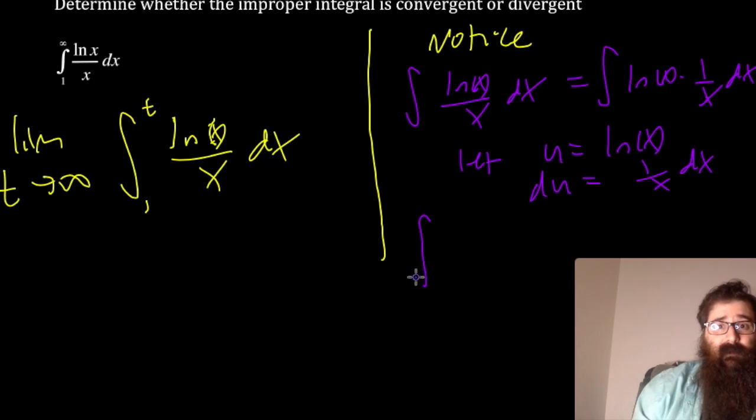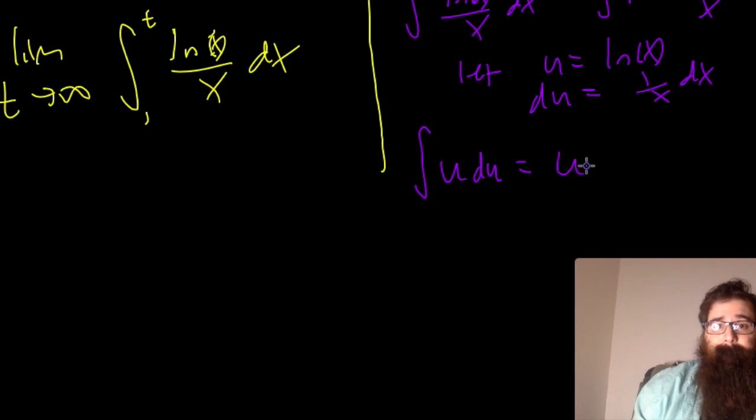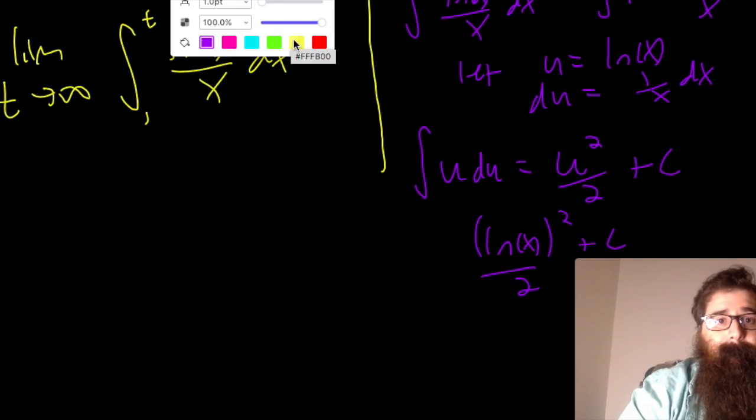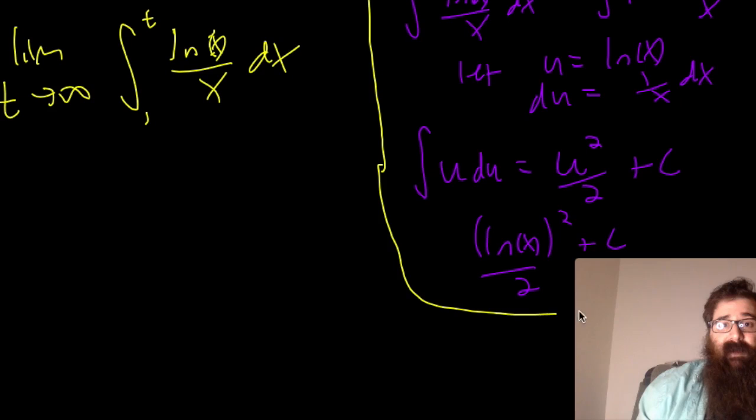This gives me the integral of u du, which I can just integrate as a power function to get u squared over 2 plus some constant c, and then I can back substitute. We said u is ln of x, so we'd say ln of x quantity squared over 2 plus c. And that's just the work to integrate. I wanted to show that here to the side, and it involves the substitution method.